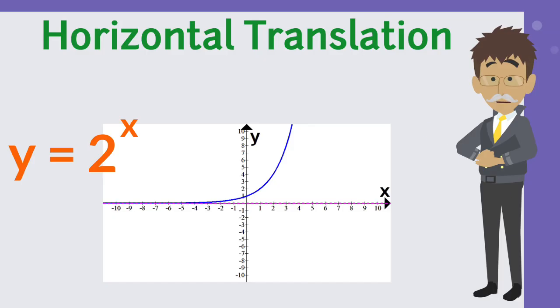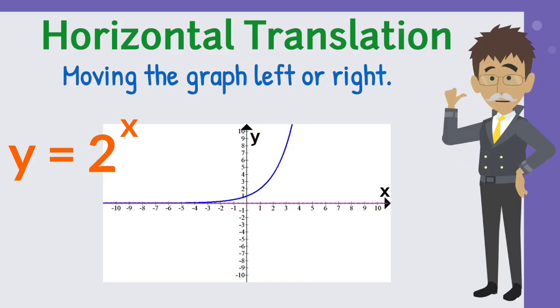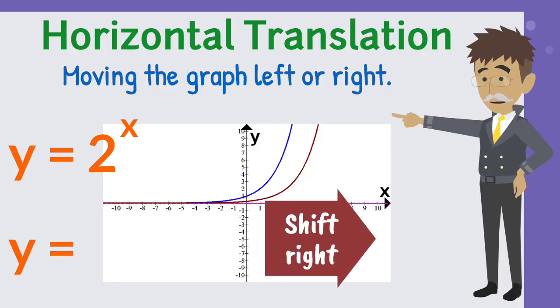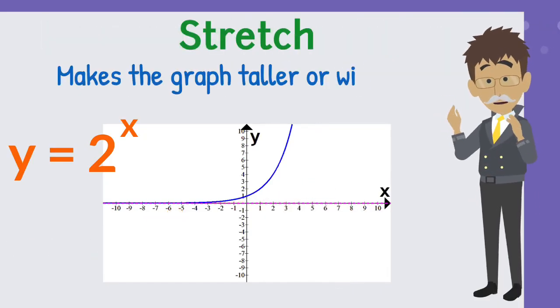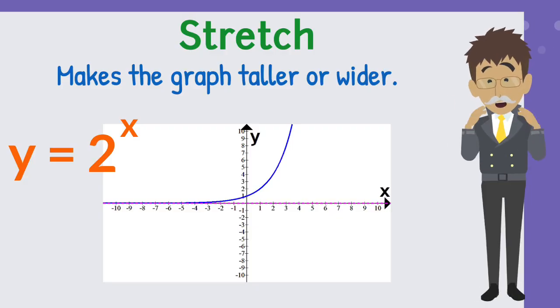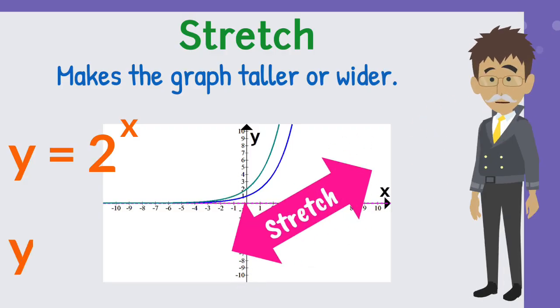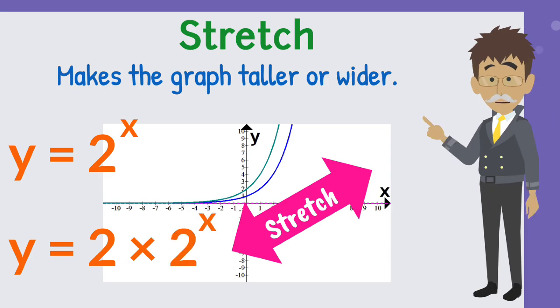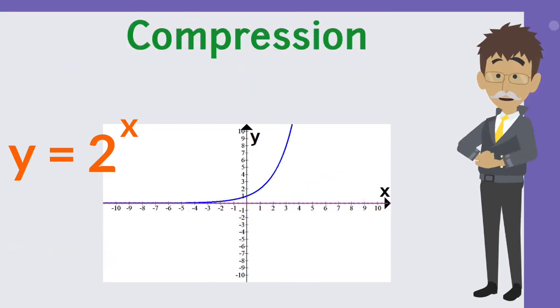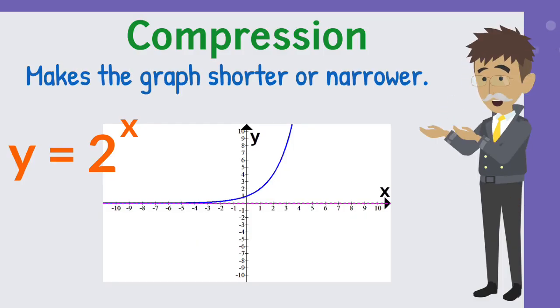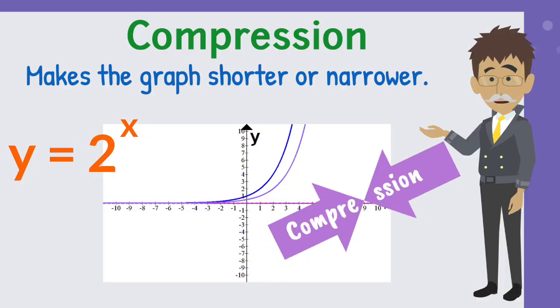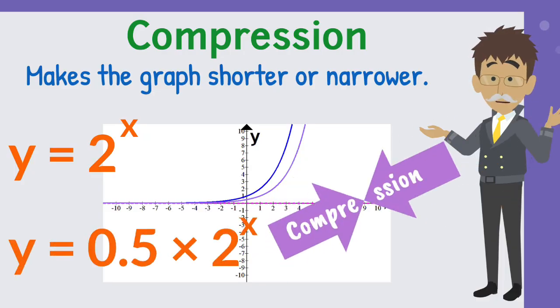Horizontal translation. Moving the graph left or right. Subtracting 2 inside the function moves it right, like y equals 2 raised to the quantity x minus 2 power. Stretch. A stretch makes the graph taller or wider. Multiplying the function by 2 stretches it upwards, like y equals 2 times 2 to the x power. Compression. A compression makes the graph shorter or narrower. Multiplying by 0.5 compresses the graph, like y equals 0.5 times 2 to the x power.